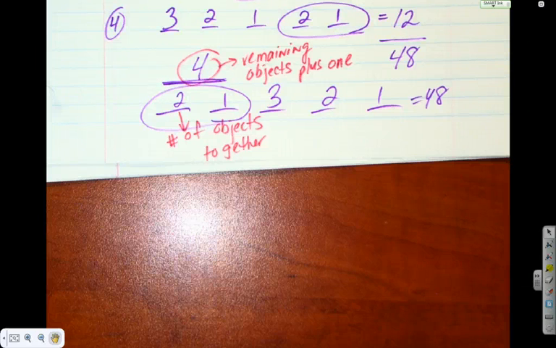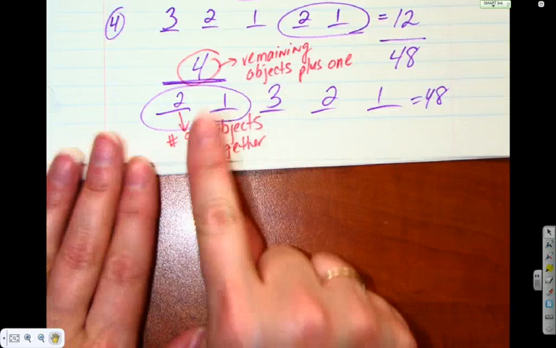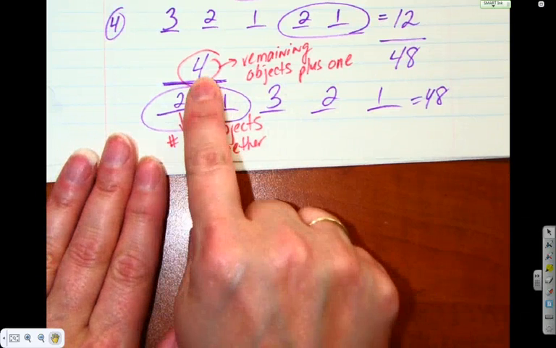The problem of doing it the long way is what if there's 10 people? Right? What if there's 20 people? So sometimes it's going to be easier to learn the short way, but it's completely up to you. So this is always the number of objects that need to be together. This is the remaining always plus 1.